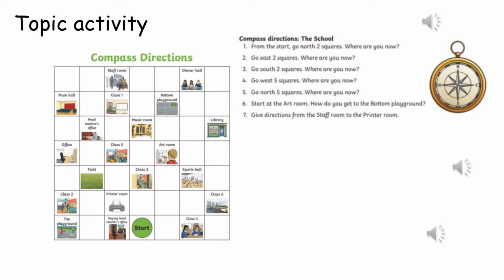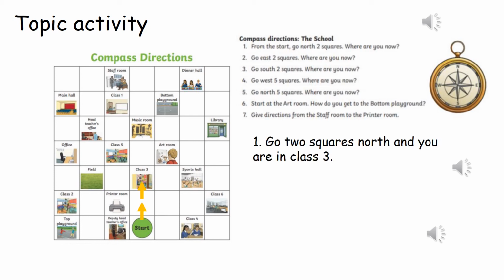So, for example, the first compass direction we've got is from the start, go north 2 squares. Where are you now? So you're going to start at that green circle and you're going to move forward 1 square, 2 squares, and have a look which room you ended up in. All right. So you can see my yellow arrows showing me moving forward into the first box, into the second box, and I've ended up in class 3. So I've written down the answer to number 1 is go 2 squares north, and you are in class 3.